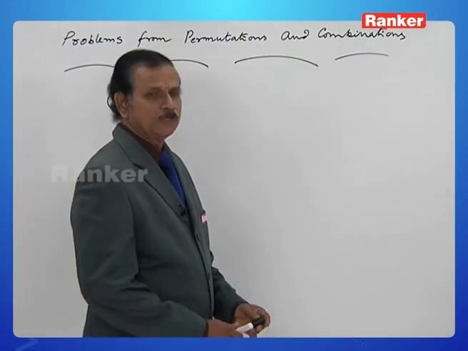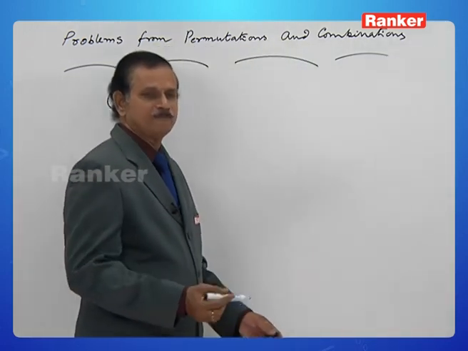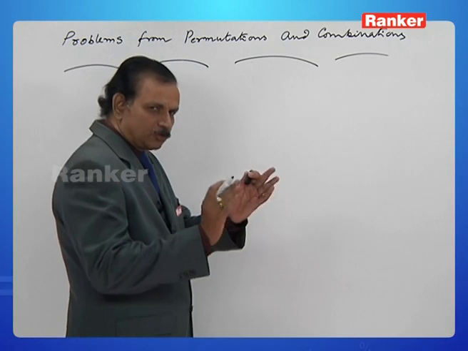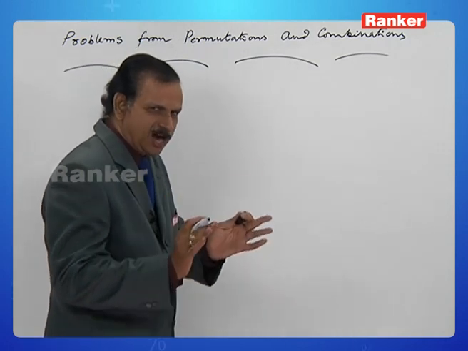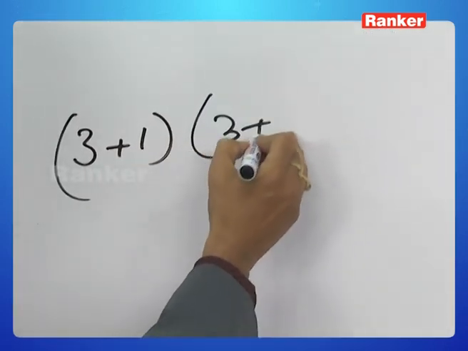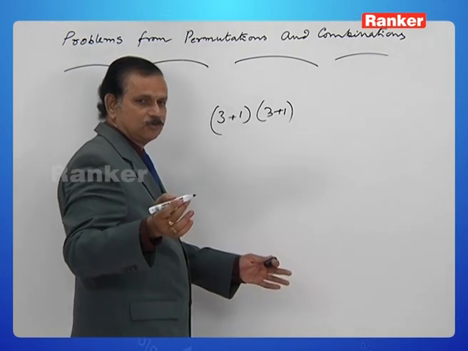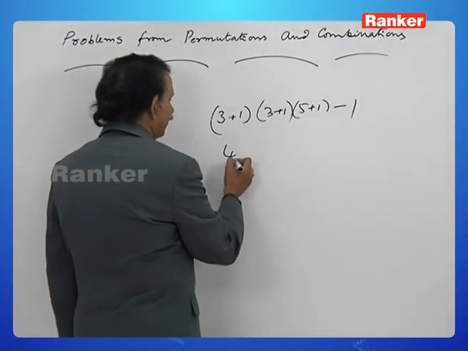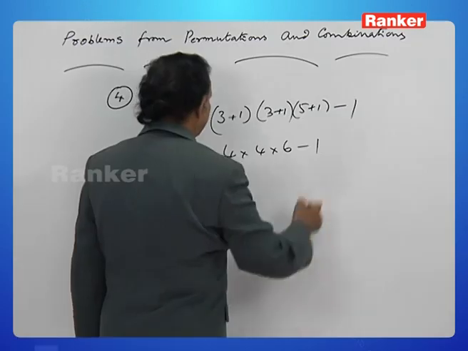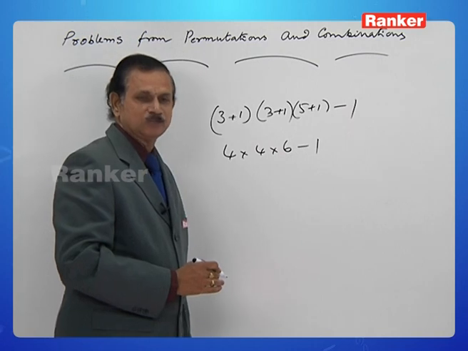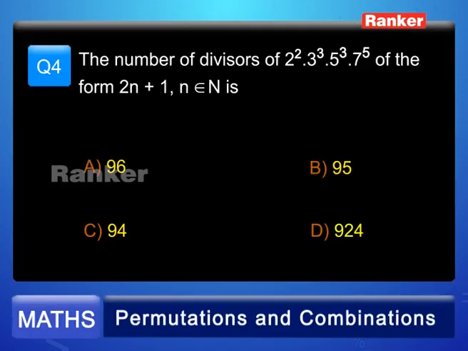How can it be? You ignore 2 square. The remaining prime powers are 3 cube, 5 cube, 7 power 5. So the total number of divisors with that part only, by considering the odd numbers only, is 3 plus 1 into 3 plus 1 into, what is the exponent given to 7? 7 power 5 it seems, 5 plus 1, minus 1. That is 4 into 4 into 6 minus 1. 4 4s are 16, 16 6s are 96. 96 minus 1, that is 95 is the right answer. That is option B is the right option.